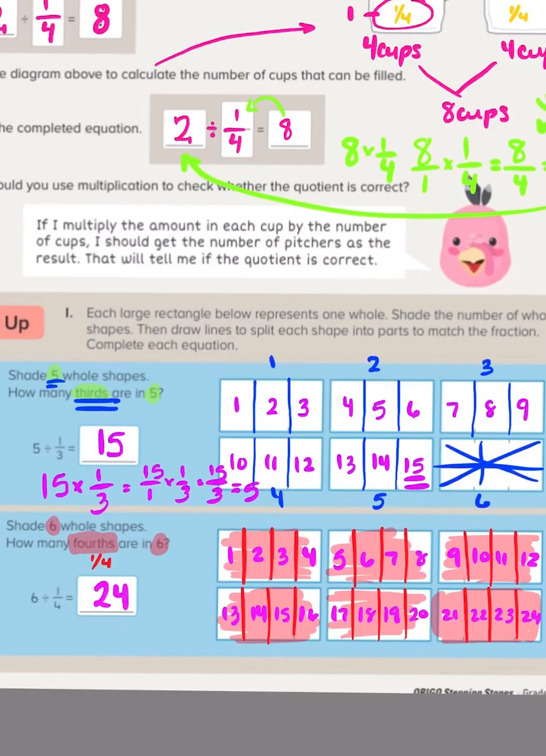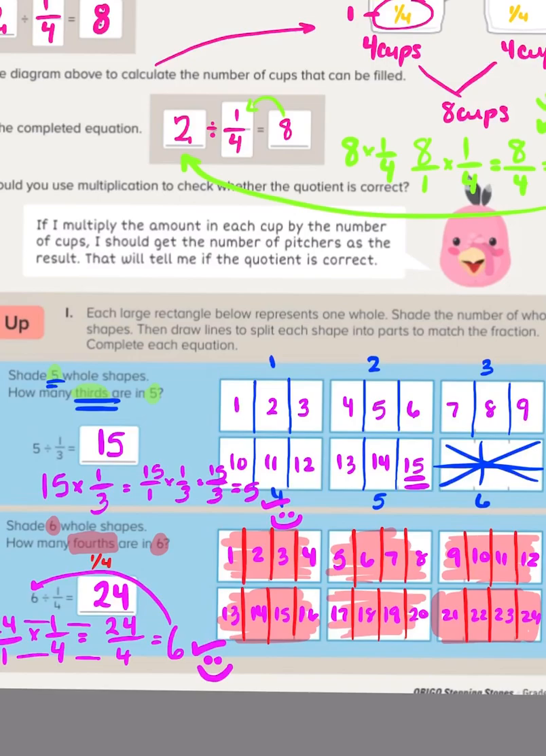Now I'm going to check my answer. I'm going to do 24 over 1 times 1 over 4, which is the same thing as saying 24 over 4, because 24 times 1 is 24, and 4 times 1 is 4. And 24 divided by 4 equals 6. So I did get that first number again. When I check my answer, I have it right. Yay! So I'm checking my answers and seeing that I have them right.